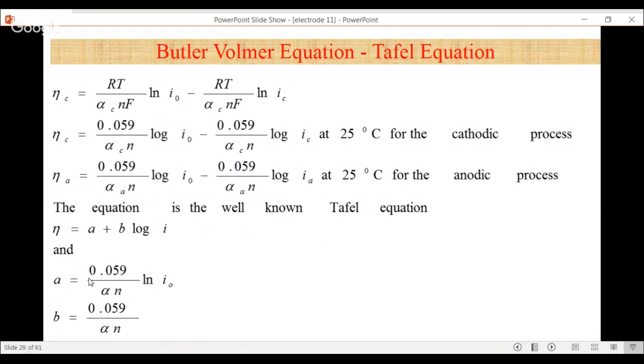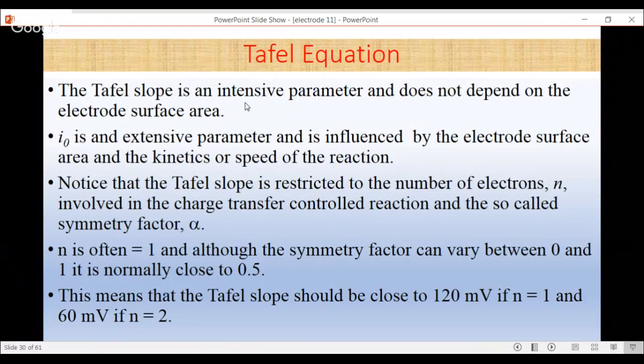So the A in this equation is given by this. B is given by this because of the Butler-Volmer equation in two terms. The Tafel slope is an intensive property. I hope you have understood it. Intensive property means it does not depend upon the electrode surface area. I0 is an extensive parameter and is influenced by the electrode surface area and the kinetics, or the speed of the reaction.